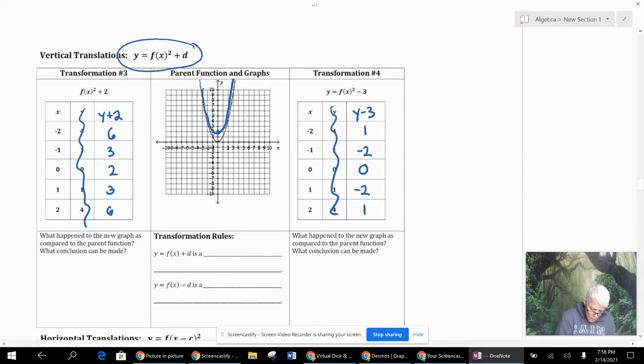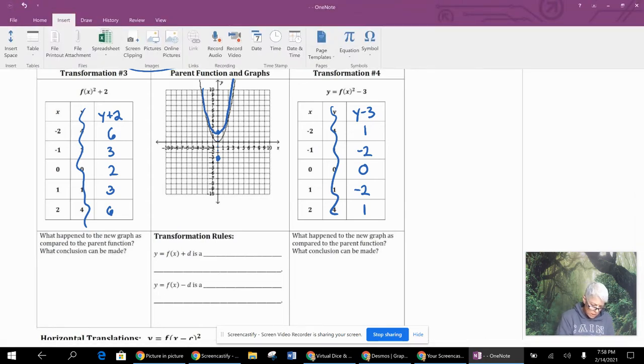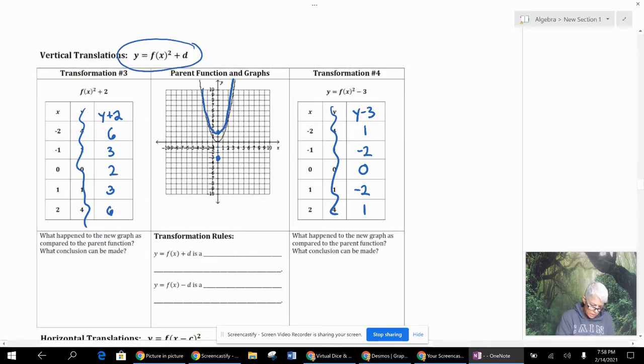But if I start right here at the vertex and I count down 1, 2, 3, and let's see, can I change my color? I haven't done that in a long time. Now, here's my next one. It's going to be just as fat. It's just going to be down 3.